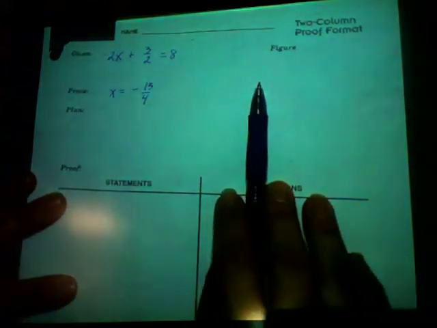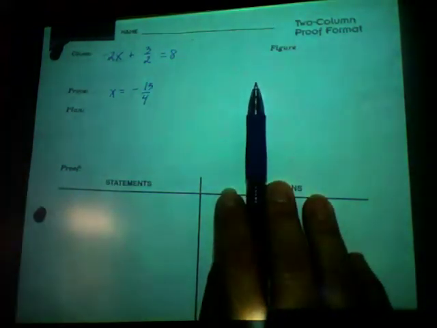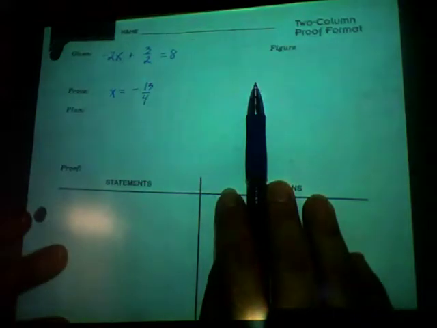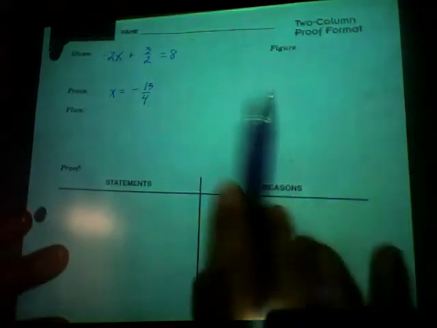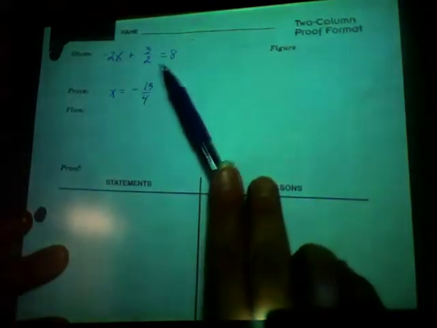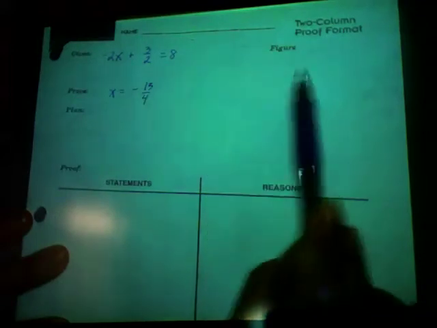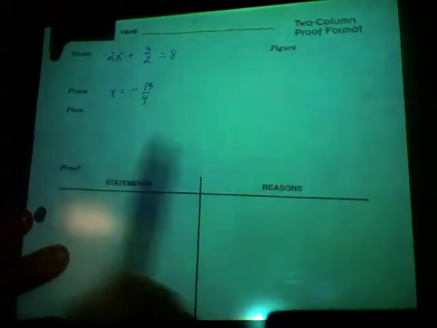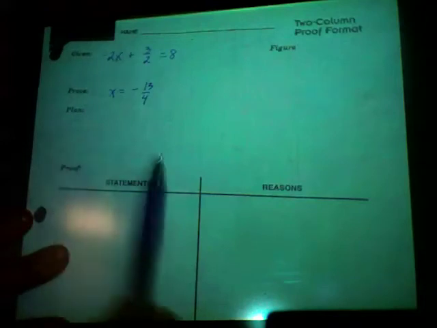Typically you will have a picture, but because it's an algebraic proof, there's not a picture that goes with it. All geometry proofs should have a picture. If there's not a picture, then you draw one of what they're describing in the given. You must draw one yourself. Then you have this area here where you should pre-plan your proof, and we'll talk about what to do with that here shortly.